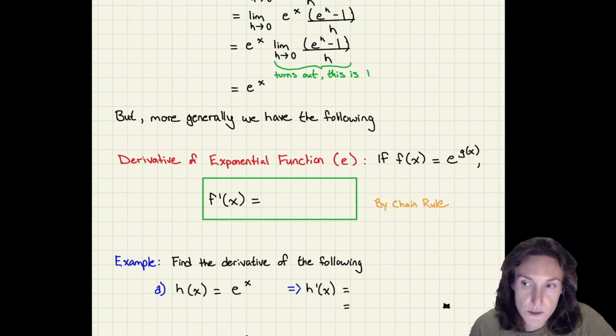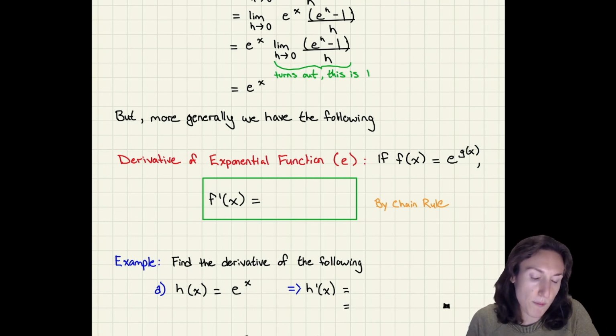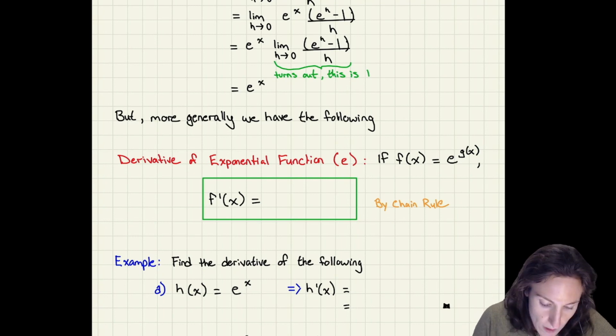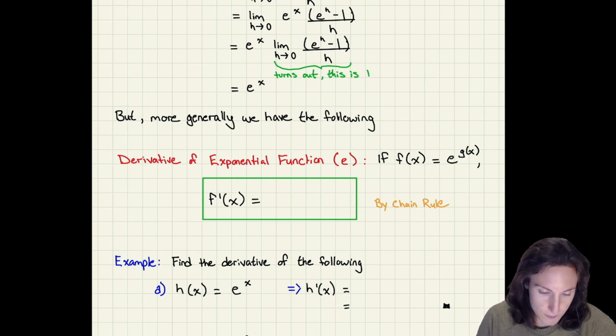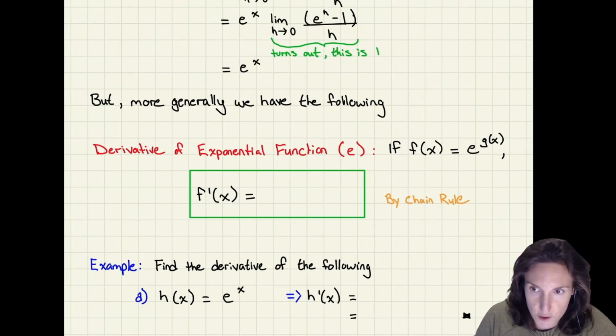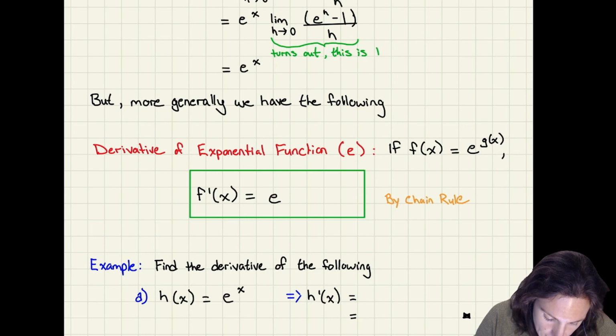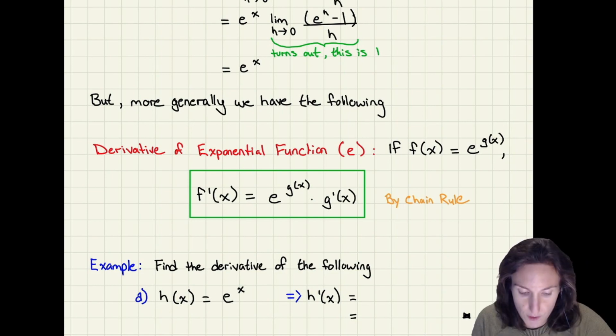But more generally speaking, what happens if we have e to the power of some other function? Let's say some g of x. So maybe it's x squared, maybe it's 2x. Well, it turns out that our derivative for such a function is going to be e to the g of x, so we rewrite it. And then by chain rule, we're going to take the derivative of whatever is in the exponent here.